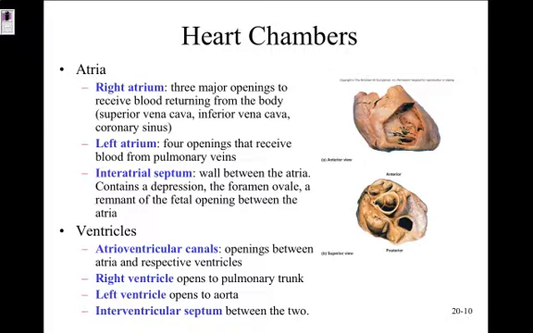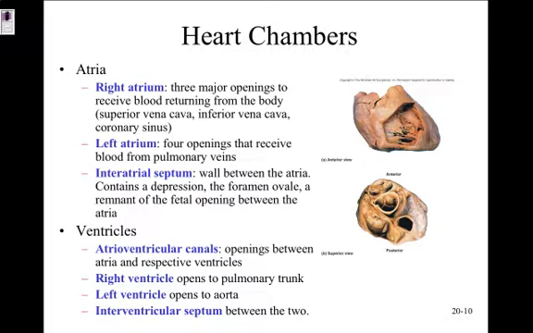Okay, so the heart chambers: we have the atrium and the ventricles. The atria are receiving blood, either from the body or from the lungs. The right atrium has 3 major openings, and it's receiving blood from the body.